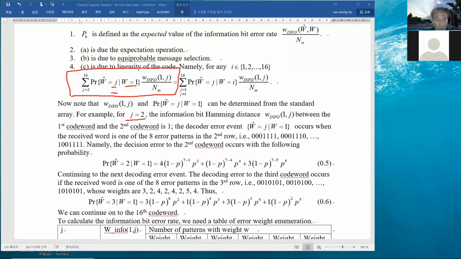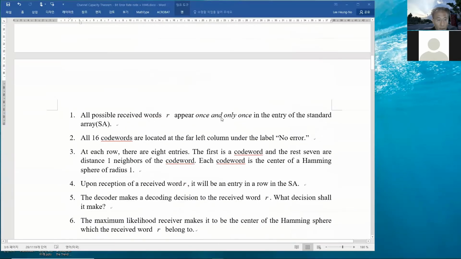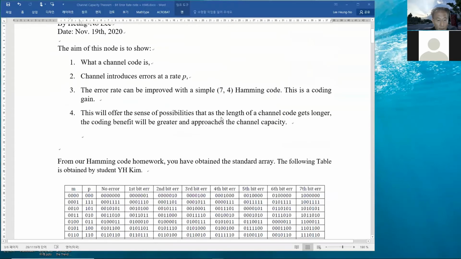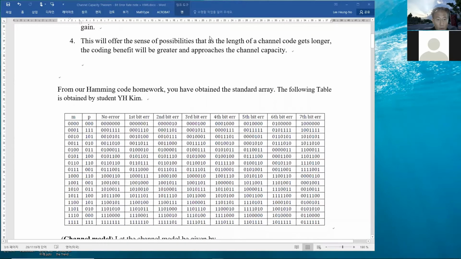Okay, so let's take a look at the second code word case. Let's go to the second code word case. When we send this one and we make a mistake to the second code word, that means the received word is one of these guys.